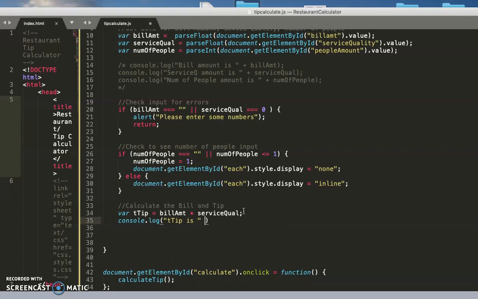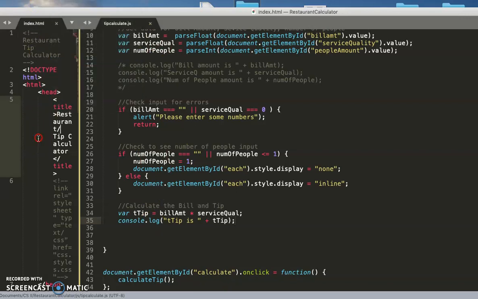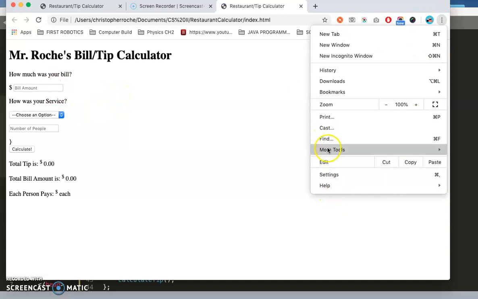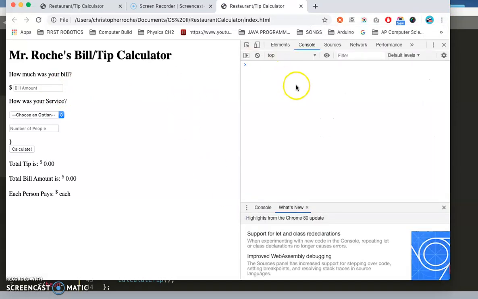So we'll look at this for a second, and we'll go like this. Okay, and let's take a look. So we'll do a save all. We'll click over here. We're going to run this thing. Pull it up. There it is. Let's get the developer tools going. Okay, console looks good.